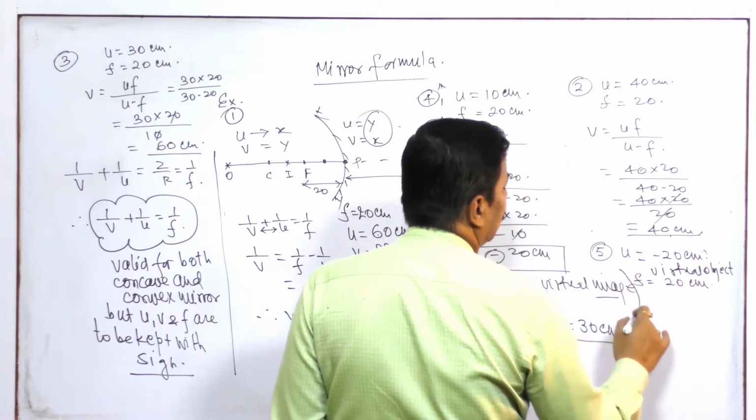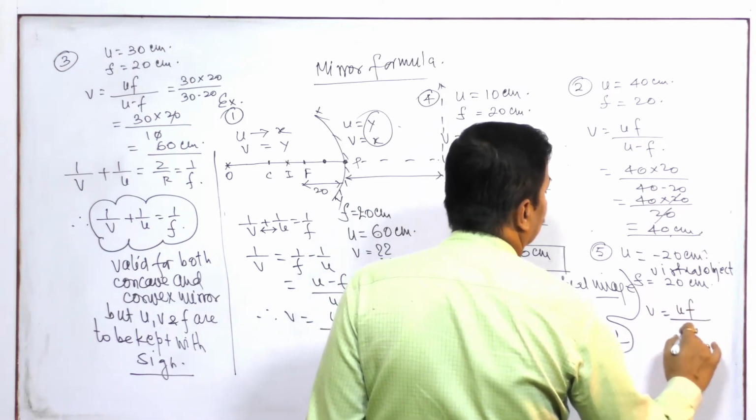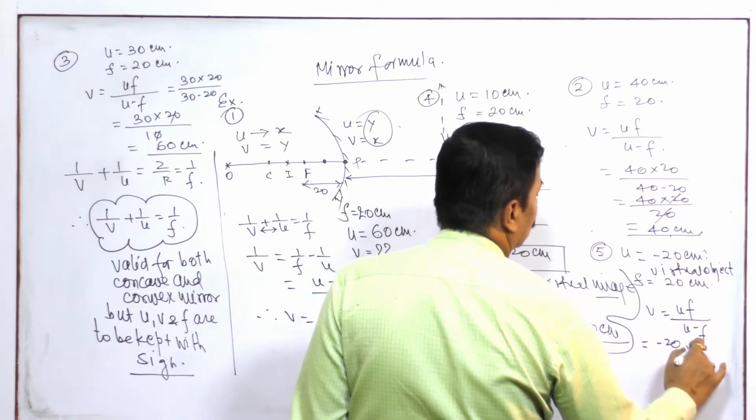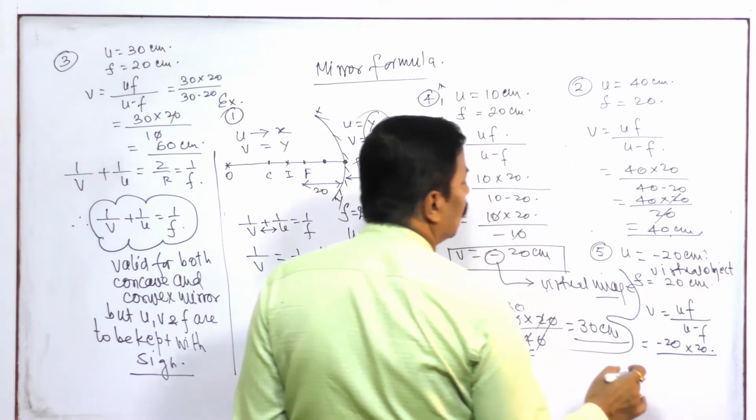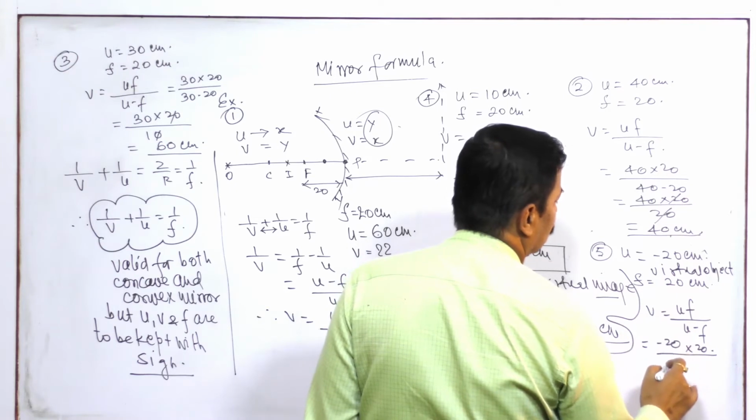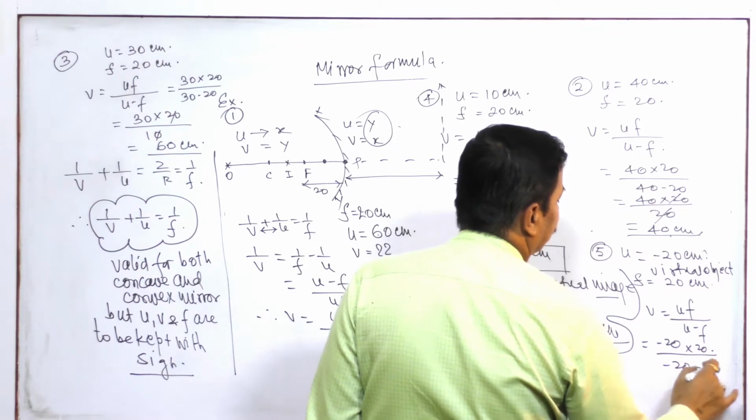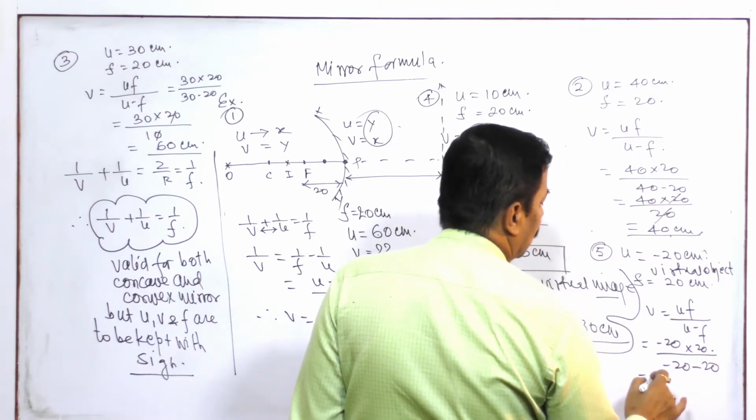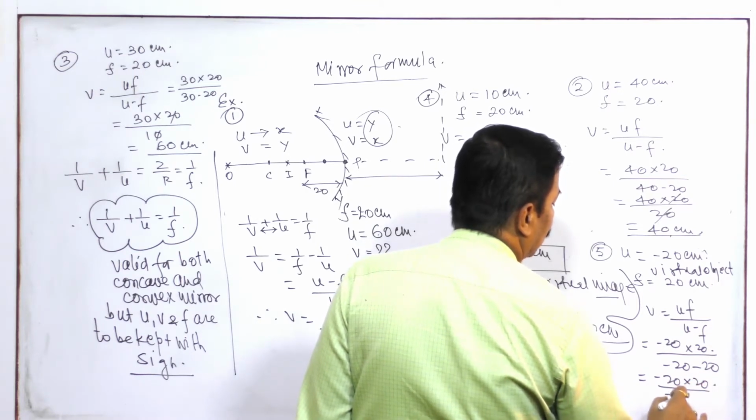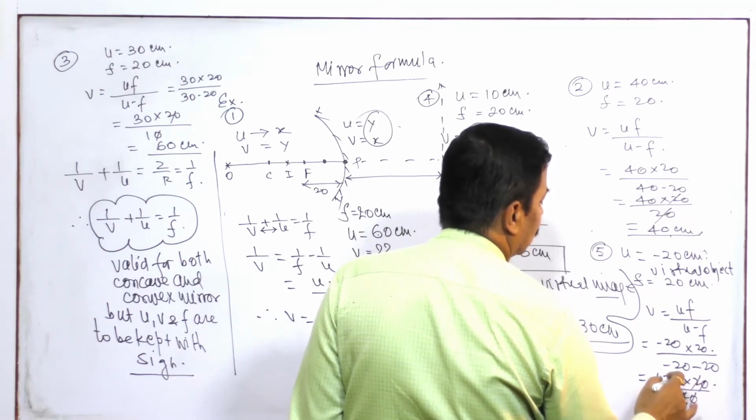Then the value of v will be what? V is equal to uf by u minus f. So u is minus 20, into 20, by u minus f, that is minus 20 minus 20, minus 40. So you are getting minus 20 into 20 by minus 40. Zeros will cancel, 2 twos are 4, minus minus will cancel, 10.